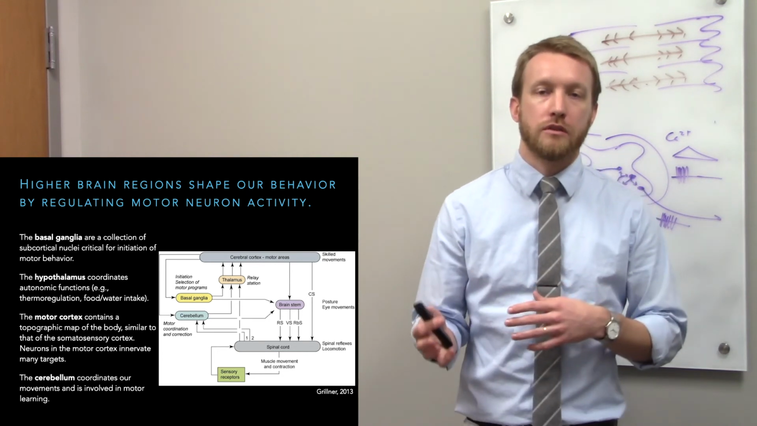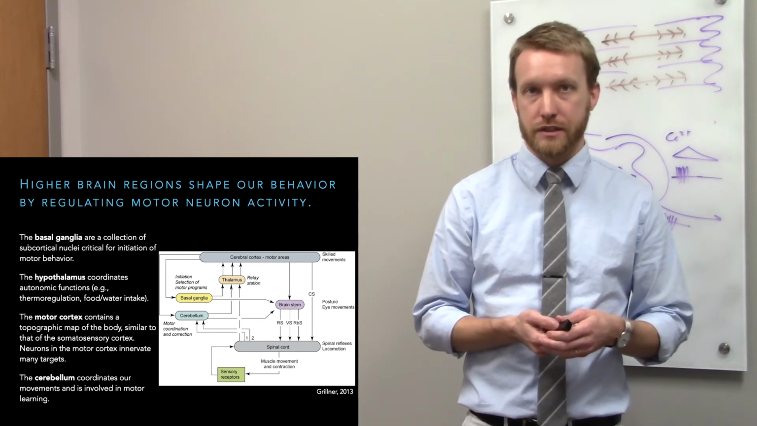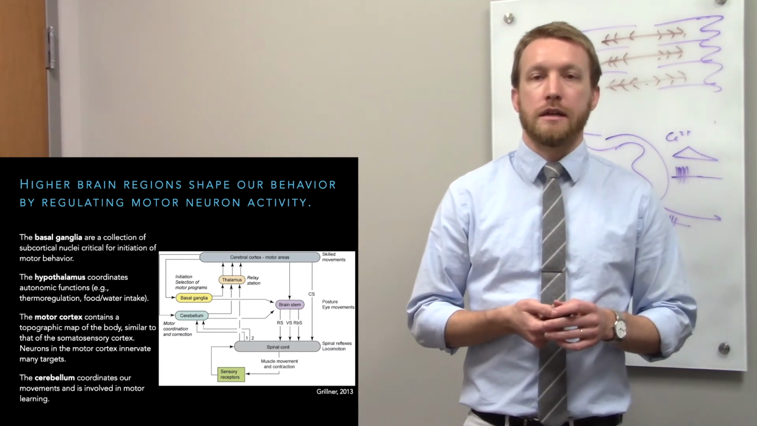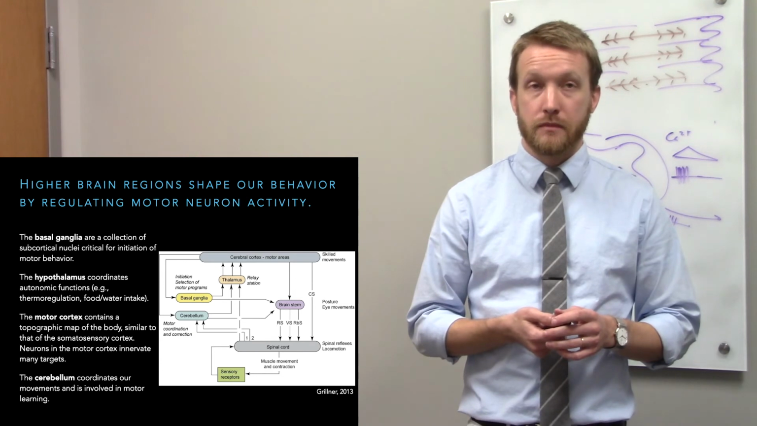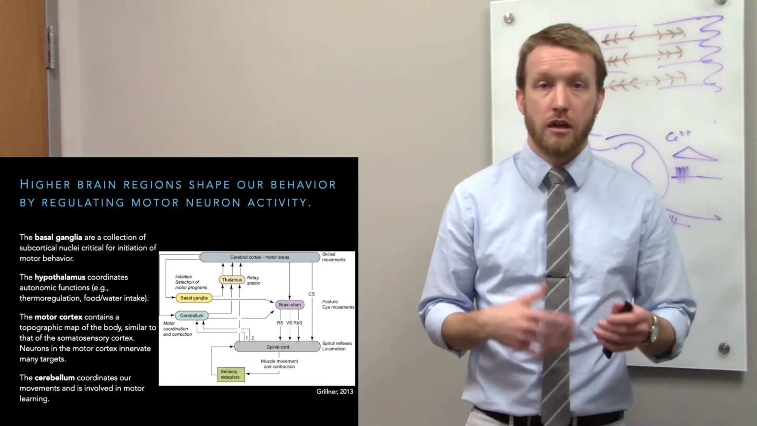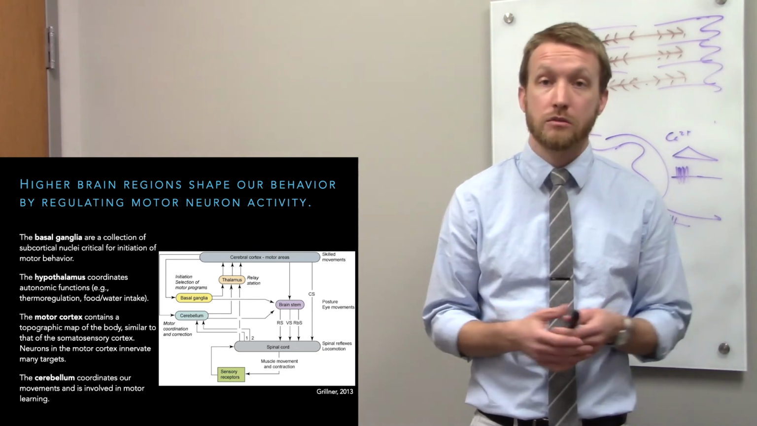Now the motor output is of course going to be regulated by several other regions of the central nervous system. There's the basal ganglia, which we'll talk about in the next lecture. The hypothalamus, as we've already gone over, is going to help us regulate our behaviors. Are we thirsty, for example? Well, we should go find some water and get a drink.